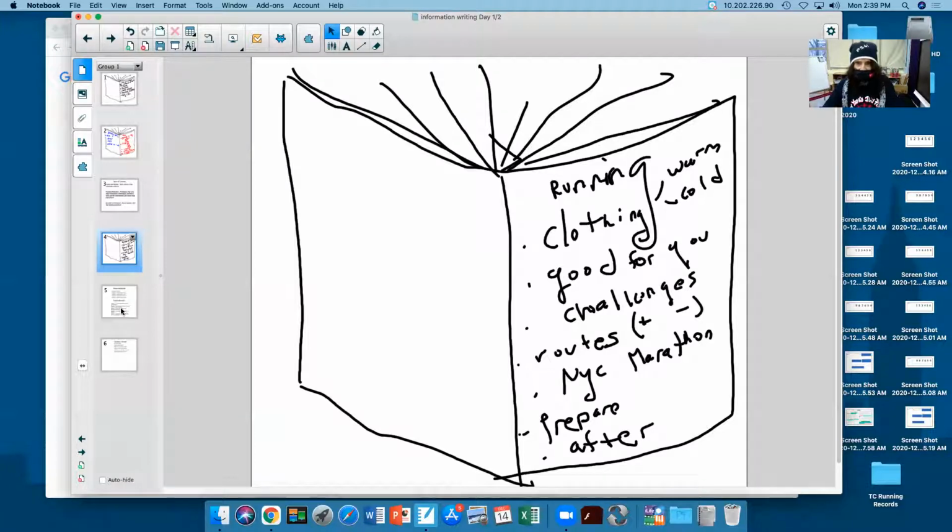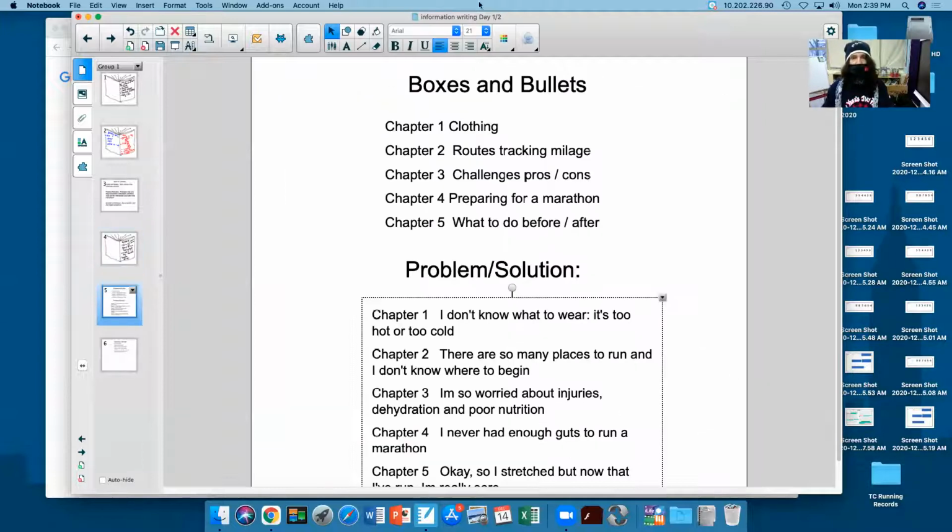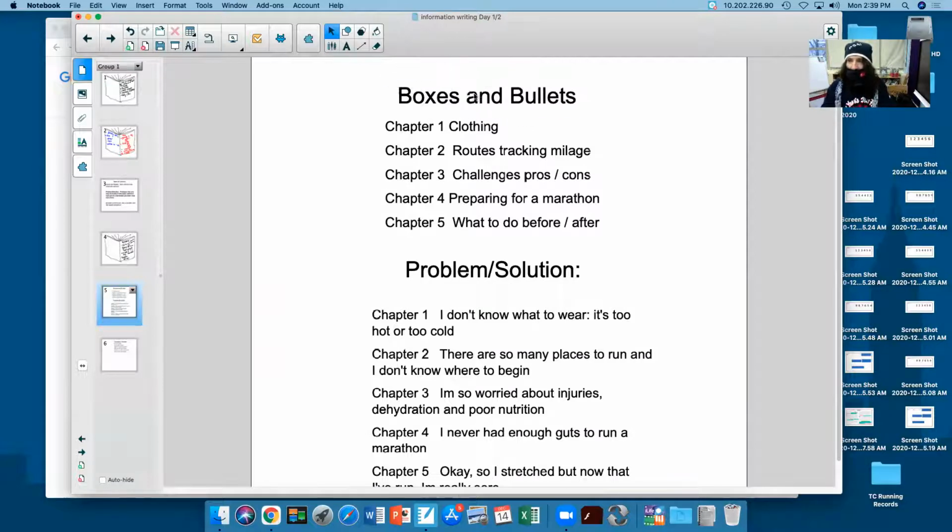Now, table of contents, please listen very carefully, can be structured in such a way that the information that you're going to lay out in your book will be one of 3 different ways. I'm only going to give you 3. There might be others, but I'm only going to give you 3 today. One way that you might lay out the information in your book is with boxes and bullets. And what that means is one chapter, the box, as you've been learning and reading, is going to be clothing. And then everything that you teach in that chapter is all about clothing. One chapter is routes and tracking mileage, and then everything you teach is going to be routes and tracking mileage.